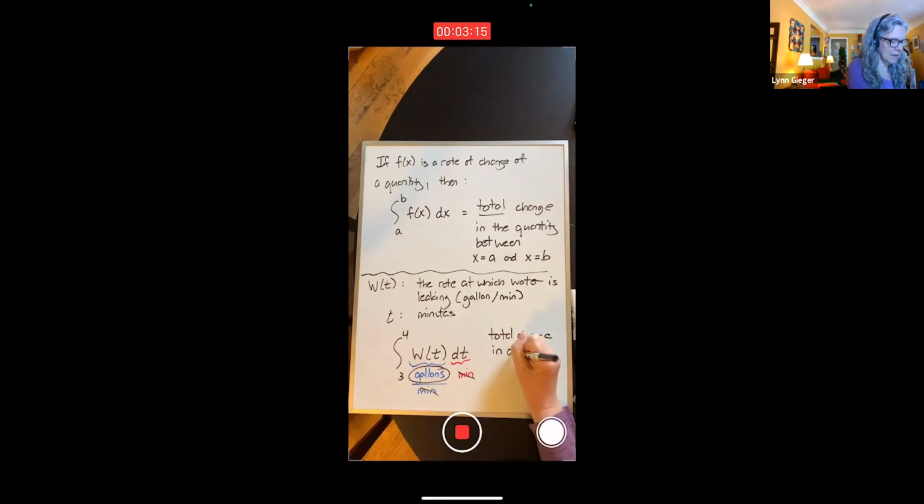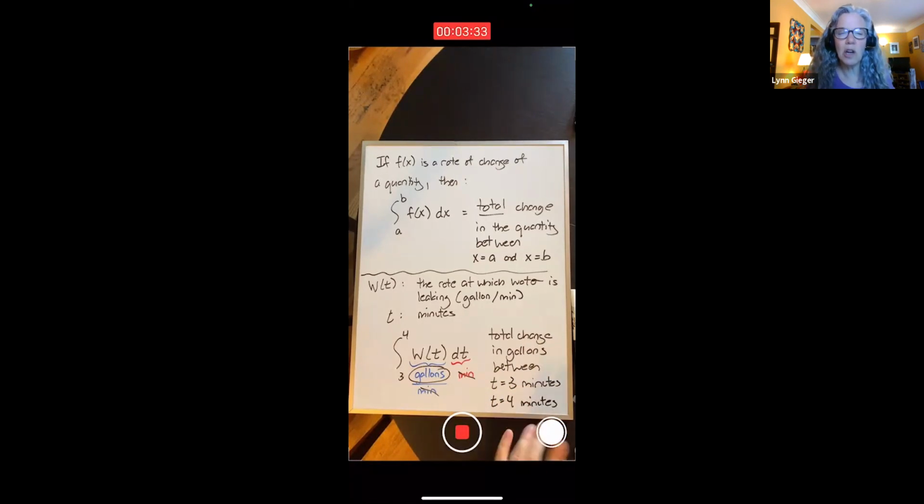So this is telling us the total change in gallons between t equals 3 minutes and t equals 4 minutes. Now that's kind of an awkward phrasing. The total change in gallons between t equals 3 minutes and t equals 4 minutes. Really, we would just want to say, hey, how much water leaked out of this tank in the 4th minute? Let's say between t equals 3 and t equals 4.